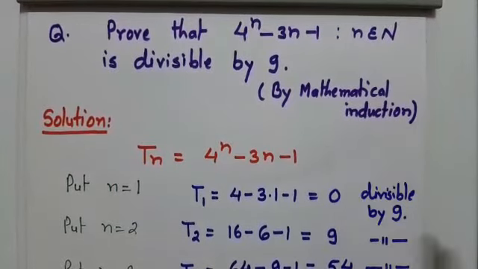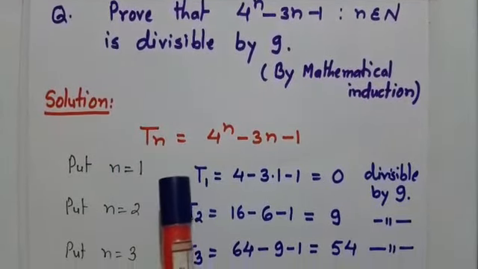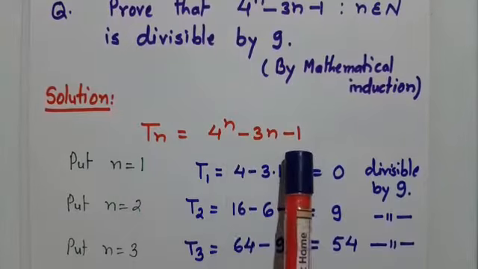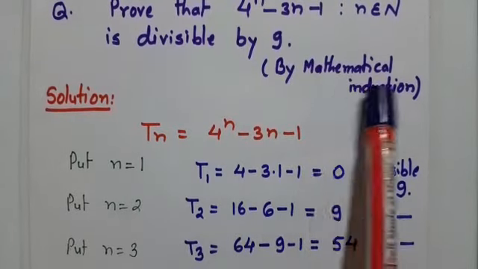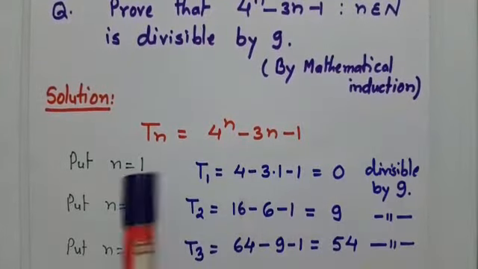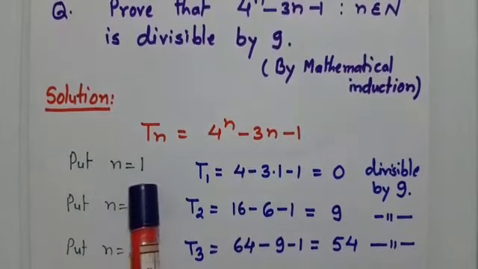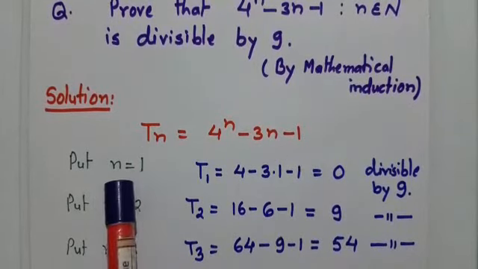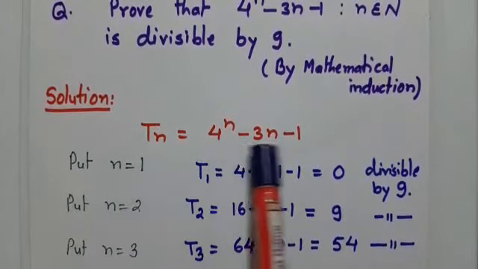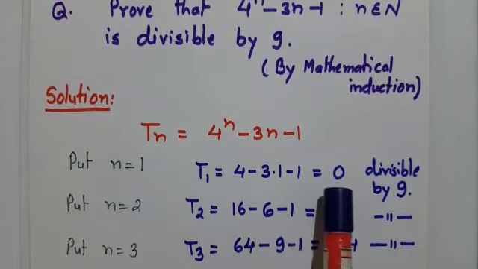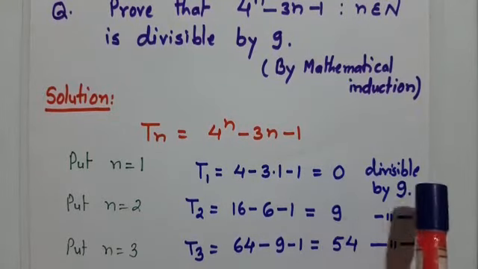By mathematical induction, Tn is this. Now by the method of mathematical induction, we will put n equal to 1. It means this term is proof for n equal to 1. Put the value n equal to 1 here. T1 equal to 0 and 0 is divisible by 9.